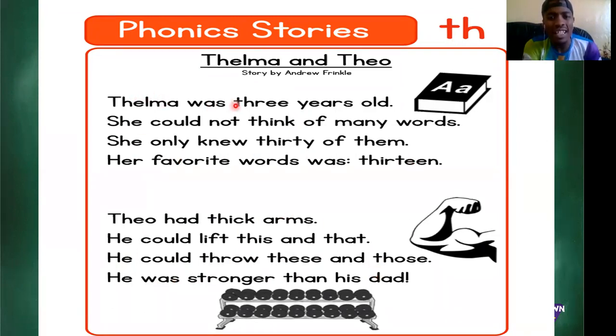Thelma was 3 years old. She could not think of many words. She only knew 30 of them. Her favorite word was 13. Theo had thick arms. He could lift this and that. He could throw these and those. He was stronger than his dad.